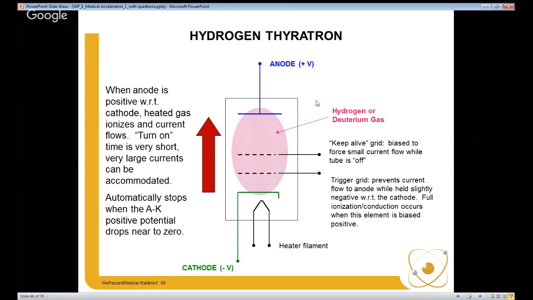The conduction is on the order of 3,000 to 5,000 amps. So they have an extremely fast on time. And of course, once this potential difference drops down, it just stops conducting. So, you know, that's that tube you see in the modulator with the blue glow coming out of it.